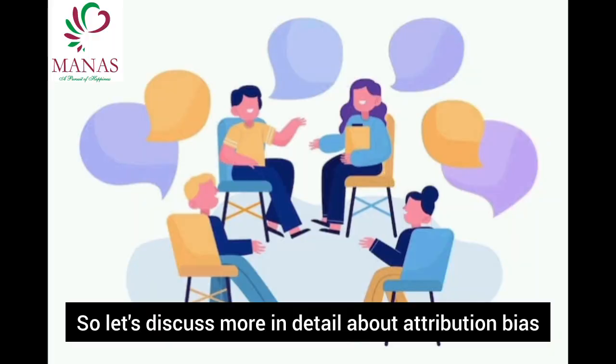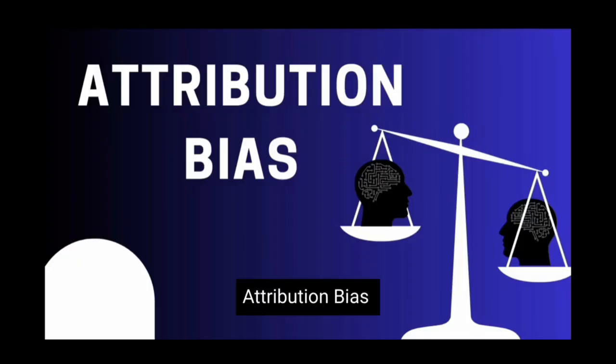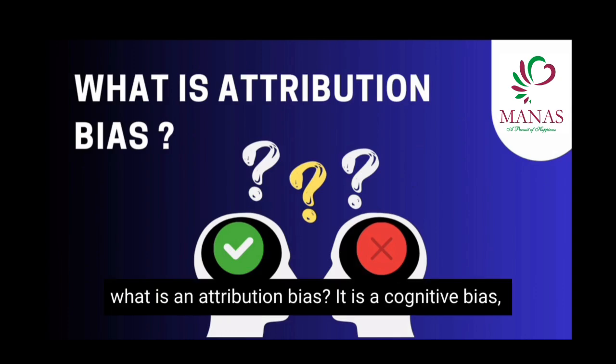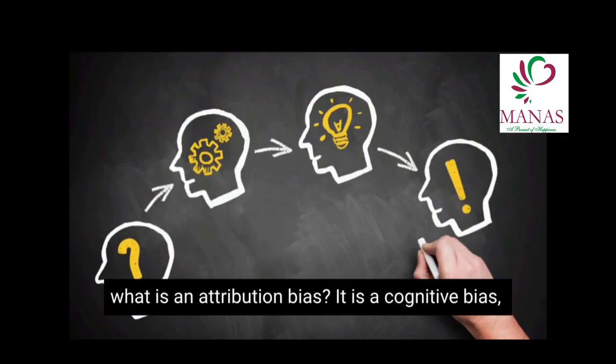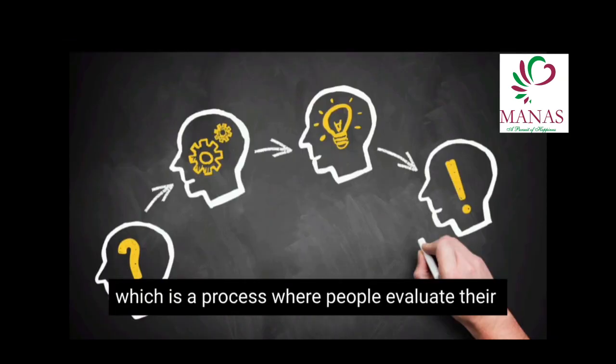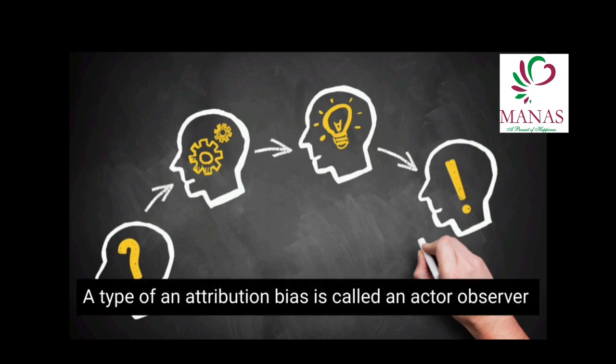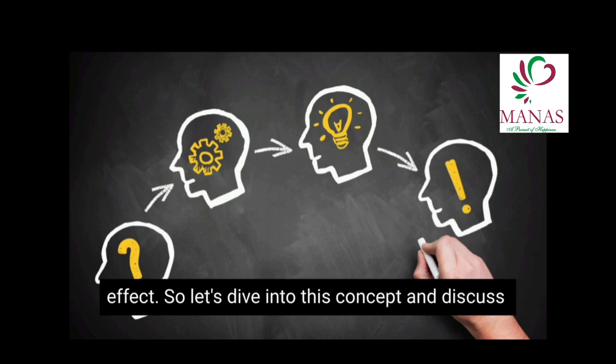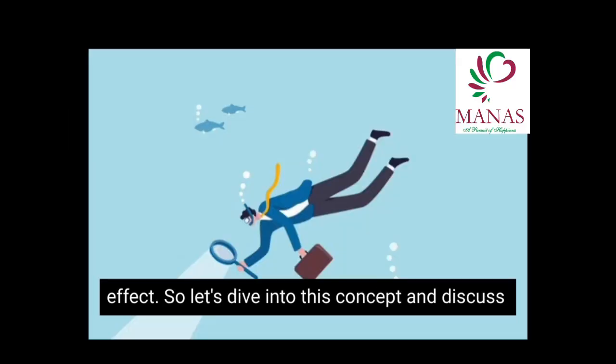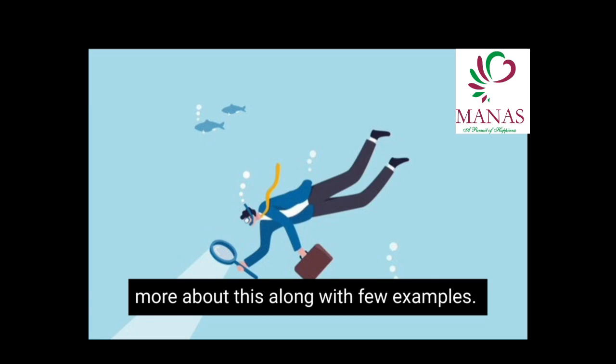So, let's discuss more in detail about attribution bias. Attribution bias. What is an attribution bias? It is a cognitive bias, which is a process where people evaluate their own and/or other people's behavior. A type of attribution bias is called the actor-observer effect. So, let's dive into this concept and discuss more about it along with a few examples.